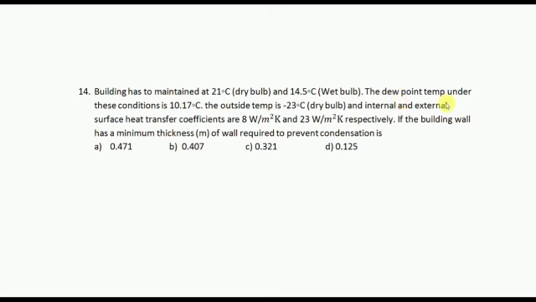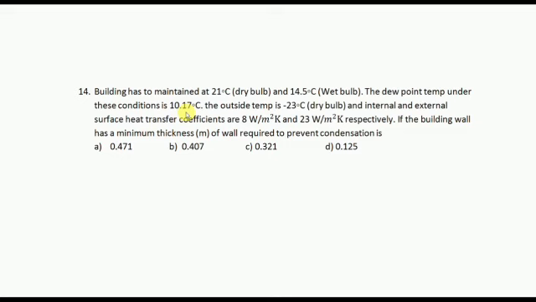The dew point temperature under this condition is 10.17. Actually, as I said in the water bottle concept, the water droplet forms at the surface only. Same thing, the dew point temperature is going to occur at the surface only. That is, the building's surface temperature is 10.17. Hope so, you now understand how the dew point temperature is connected to the surface temperature.